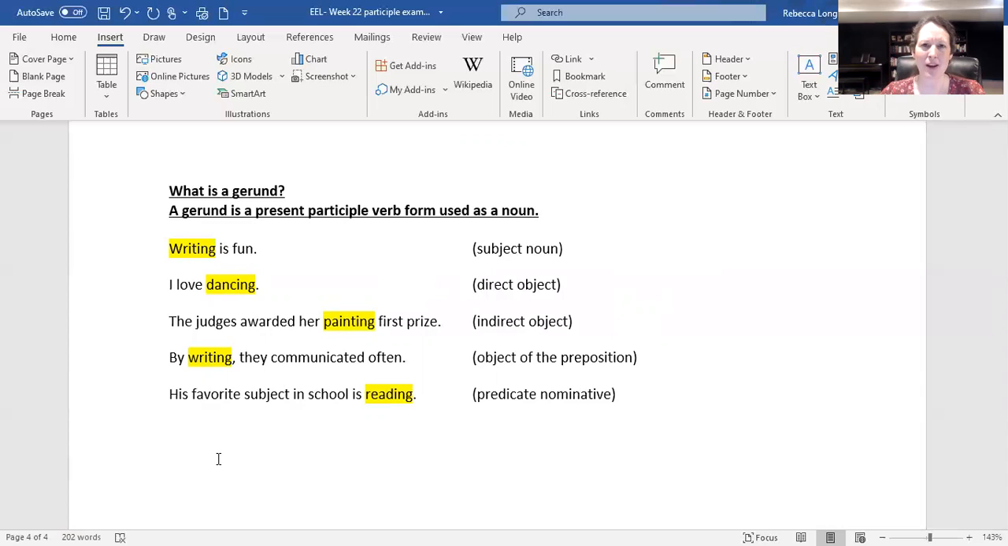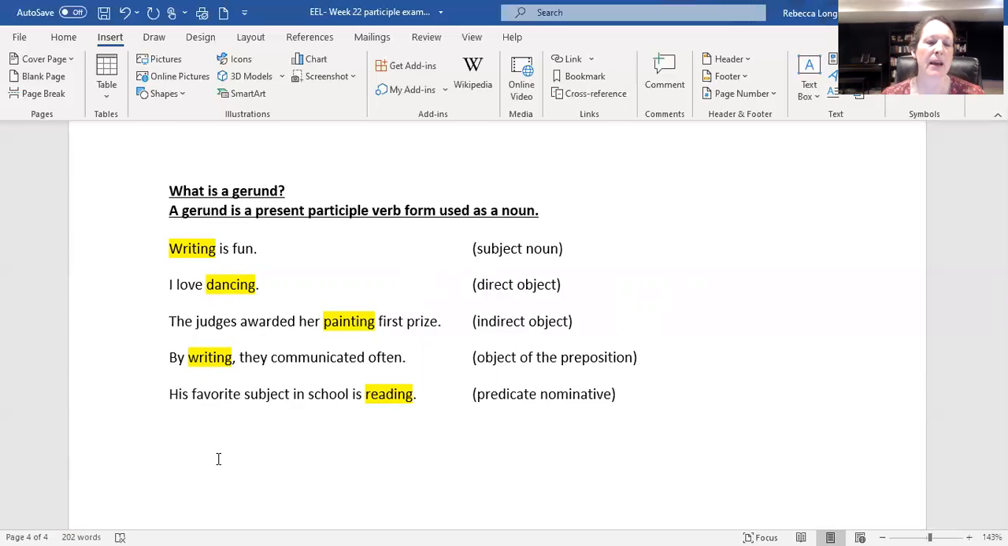The judges awarded her painting first prize. I wonder if you've ever thought about painting as being a gerund. We all recognize this word. But if you think about paint, that's a verb. Painting in this sentence is a gerund. It's a noun. The judges awarded what? A prize. To whom or what? The painting. The painting is a naming word. It's naming what received the prize.